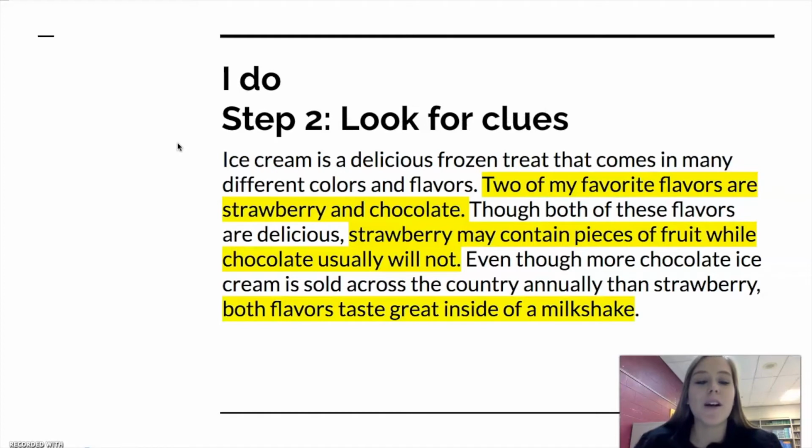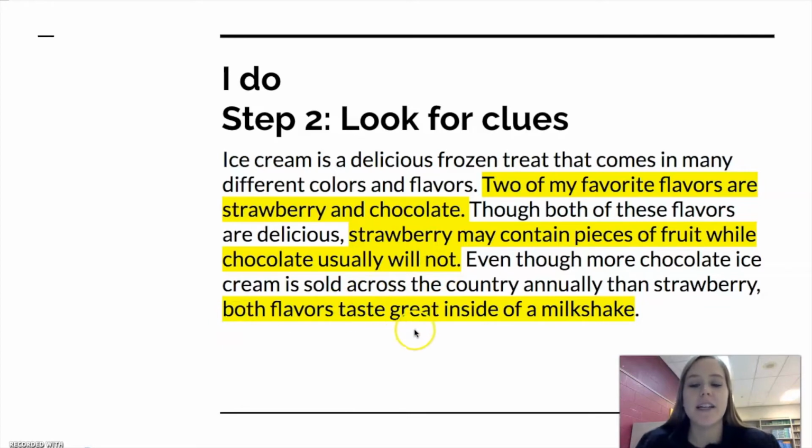Step number 2, we are going to look for some clues. We're going to see if there's anything that sticks out to us that lets us know what the text structure might be. One thing I noticed right off the bat was that it was talking about 2 different topics. We had chocolate ice cream and then we had strawberry ice cream. This sentence here also stuck out to me. Strawberry may contain pieces of fruit while chocolate usually will not. So that actually sounds like it's giving us a difference between chocolate and strawberry ice cream.